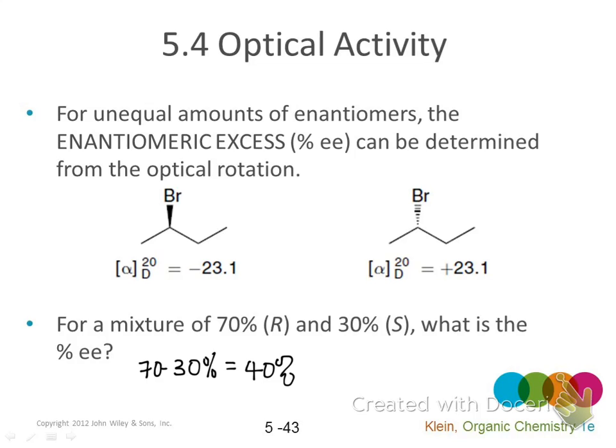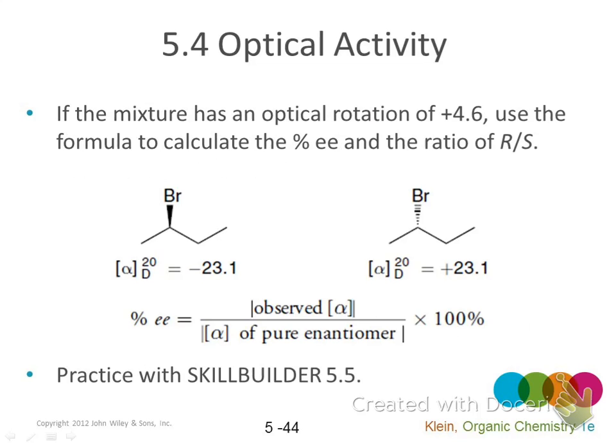So the negative 23.1 and positive 23.1 are assuming that those are 100%? Yeah, those are the 100% of the rotation. So 0.4 of that. So if you want to calculate an enantiomeric excess from optical rotation, it turns out to be pretty easy. You just take the observed rotation divided by the pure. So in this case, let's say you observed 10, then it would be 10 divided by the pure, times 100%. And you know which one you have the excess of because it's either going to go to the right, clockwise, or to the left, counterclockwise.